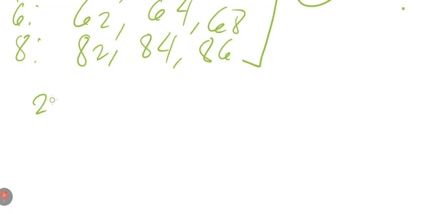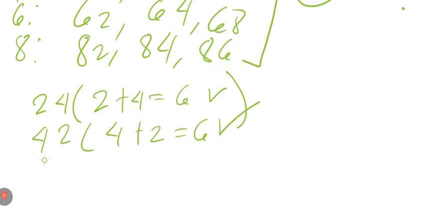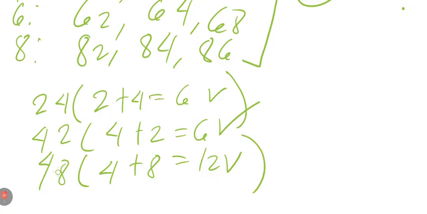We have 24, in which 2 plus 4 equals 6. So that's a check for that one. Next, we have 42. That's 4 plus 2 equals 6, and another check for that. Now, next we have 48. That's 4 plus 8 equals 12. Another check for that one.